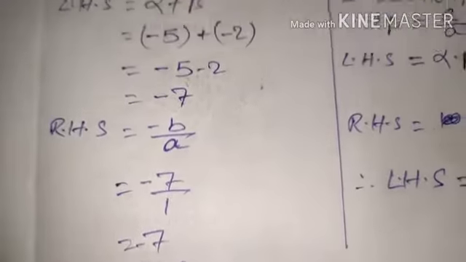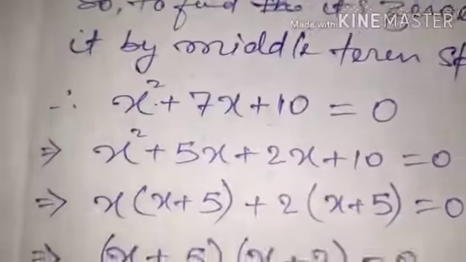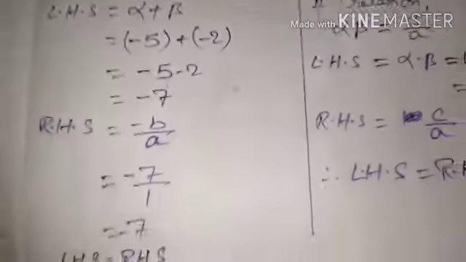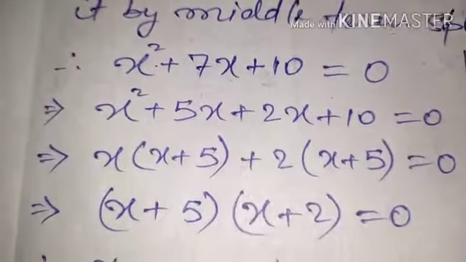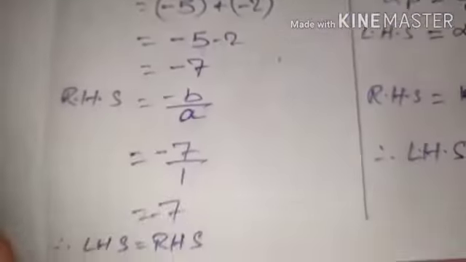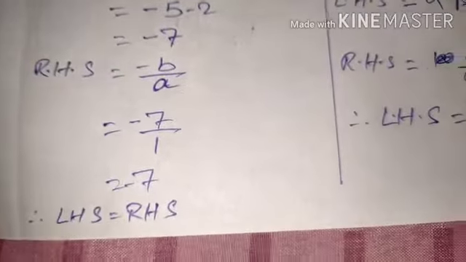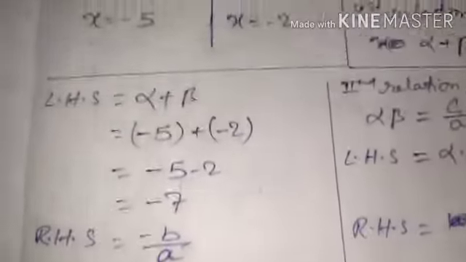So RHS, from the equation you can see that the value of b is 7. So the value of b is 7, it means minus b is equal to minus 7, and the value of a is 1. You can see the coefficient of x square, that is 1. Okay, now moving on. So minus 7 by 1, that is minus 7. So LHS is equal to RHS.